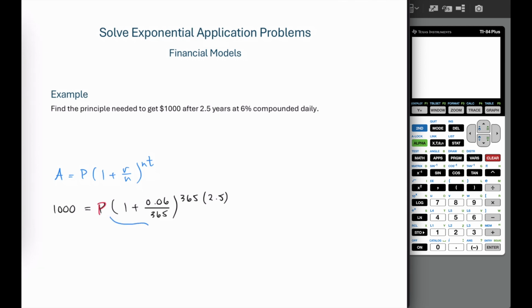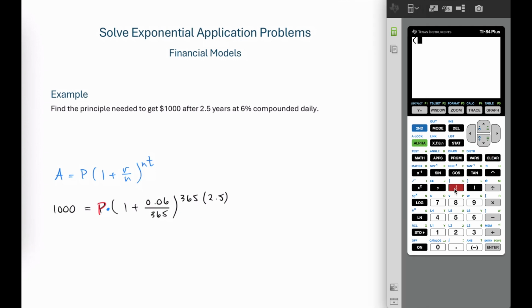Let's notice that all this is essentially some constant multiplier on our unknown quantity P. So in order to solve for P, we basically just have to divide both sides by whatever this number turns out to be. So let's use our calculator to determine what that constant is. We have parentheses, 1 plus 0.06 divided by 365, and then we want to raise that to 365 times 2.5, both of those occurring in the exponent position, and then we hit enter to see what this value is.